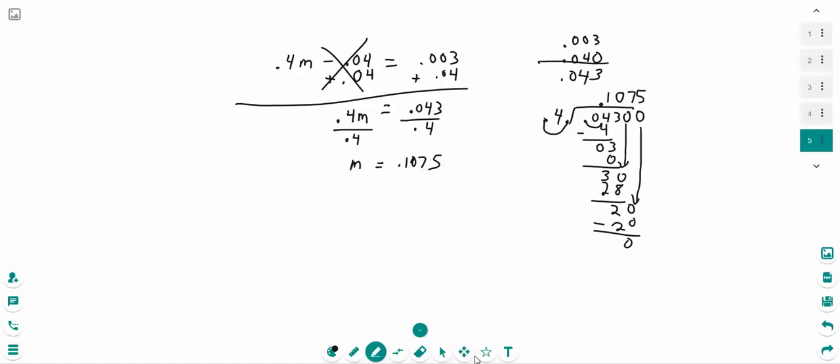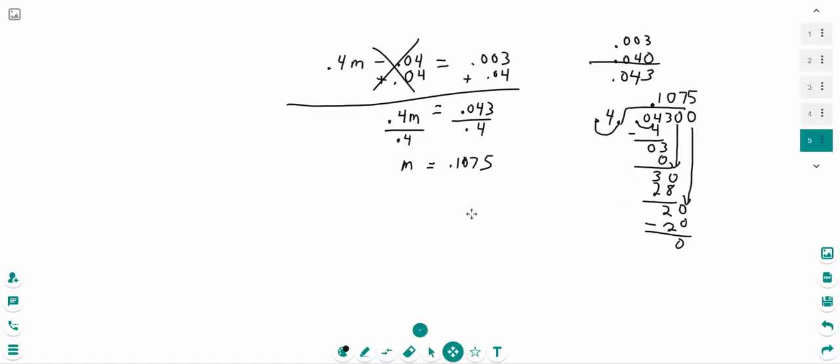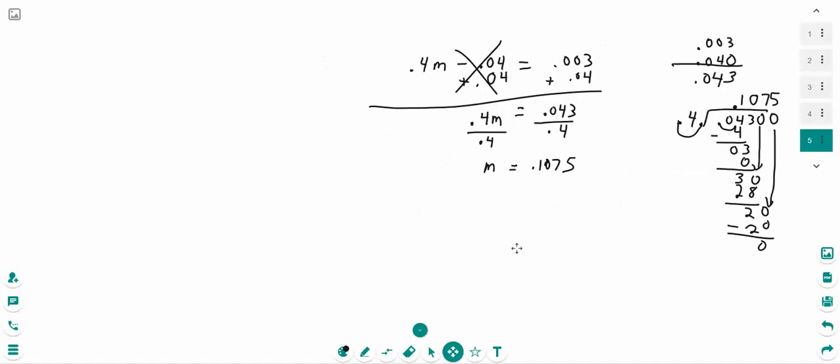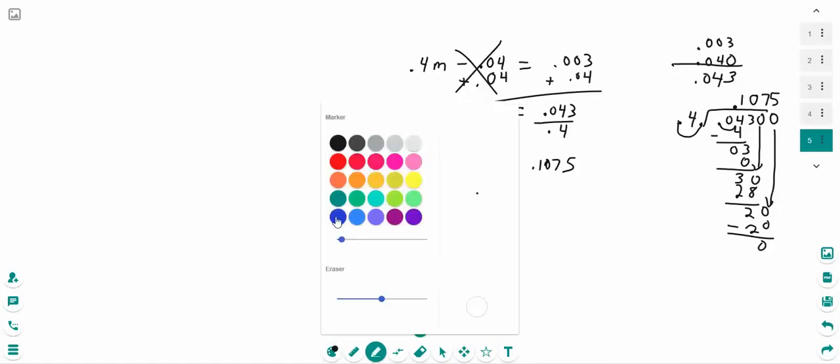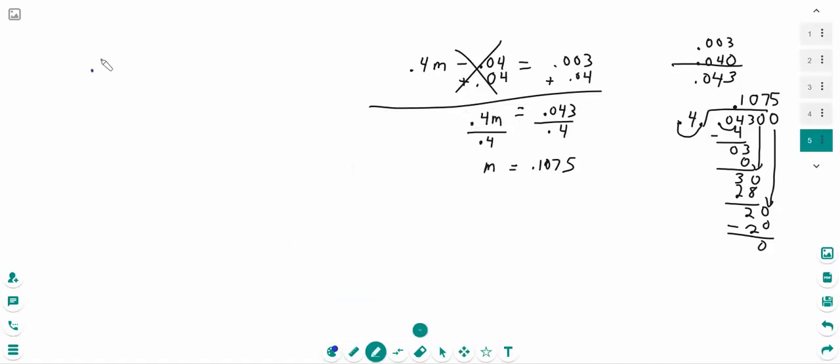So what we're going to look at today is how can we figure out a way to make these a little bit more palatable, make them just a little bit easier to work with, right? So what we'll do is we'll take that same problem, maybe we'll do it in a different color here. So if we have 0.4m minus 0.04 equals 0.003, okay.